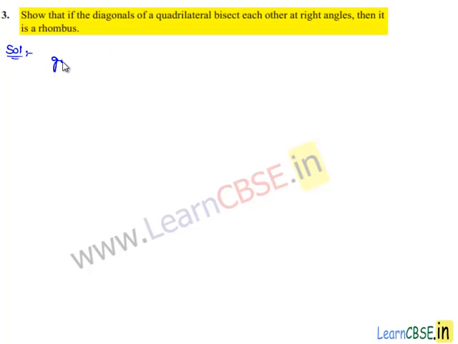Let us note down the given information. He says that the diagonals of a quadrilateral bisect each other at right angles. So let us consider a quadrilateral ABCD in which the diagonals AC and BD bisect each other perpendicularly at some point O.